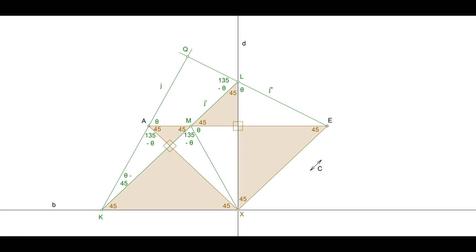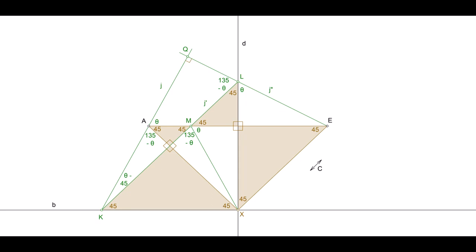A little more subtraction and angle KLQ can be known. And now, triangle KLQ, by some advanced subtraction, turns out to be a right triangle.